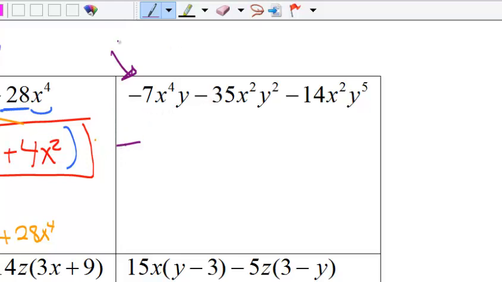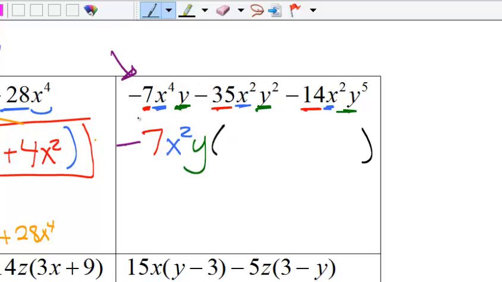So the coefficient then could come out of 7, 35, and 14. The greatest common factor there would be 7 again. Just looking at the x's, x to the 4, x to the 2, and x to the 2, looks like the lowest exponent is x to the 2. And then looking at the y's, y squared and y to the 5th, there is a y in all of them, and the lowest exponent common is just y to the invisible 1. So then I go back and divide.